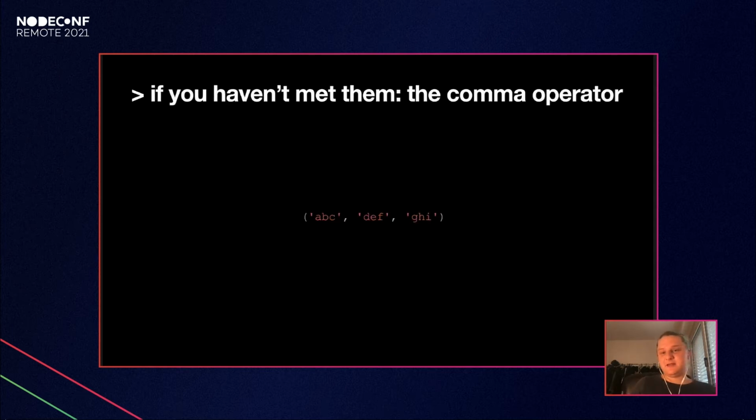And also, if you have not ever worked with the comma operator, it's a fun piece of JavaScript. So this expression, for example, where you have two strings in brackets separated by commas, will always just evaluate to the last expression of that list. So in this case, the string GHI.